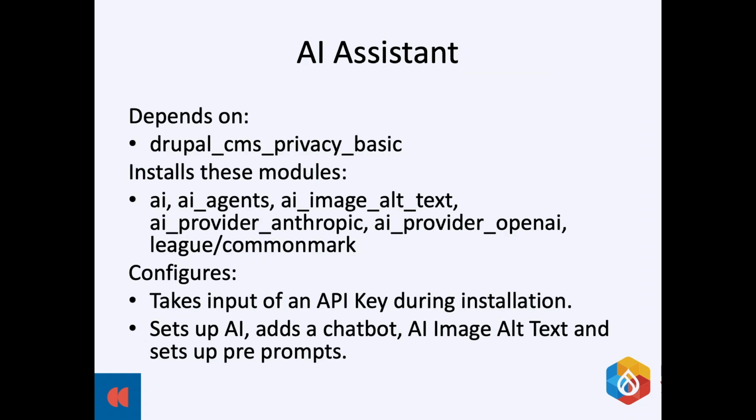AI Assistant, this is the one that everybody's excited about. It sets up a whole bunch of modules, AI agents, AI. It gives you Anthropic and OpenAI out of the box. There was a lot of work done on this. The recipe installer, when you install it, pops up a form and says you need to go and get an API key, because this won't work without an API key. And you can see this one depends on the privacy basics, so it also kind of goes, right, Claro, we've got some work to do here.